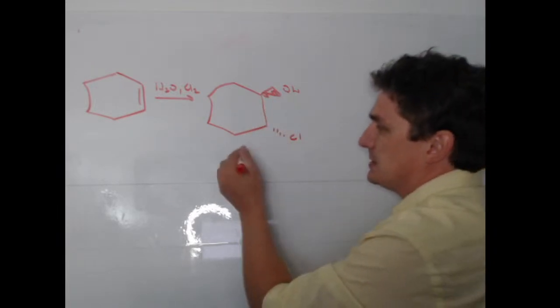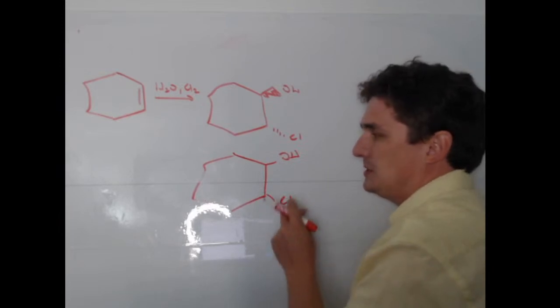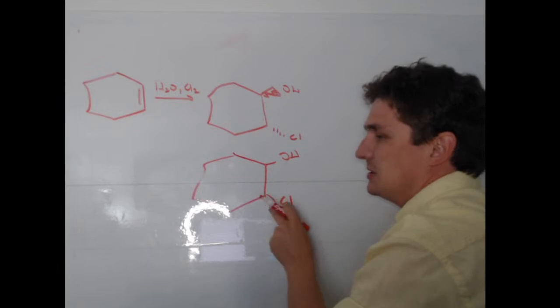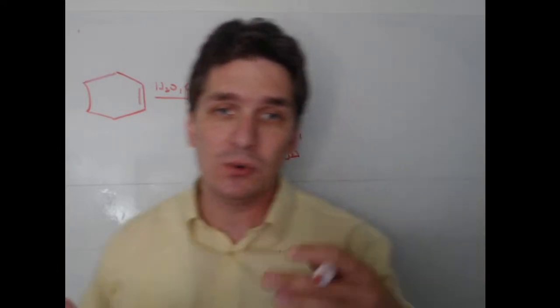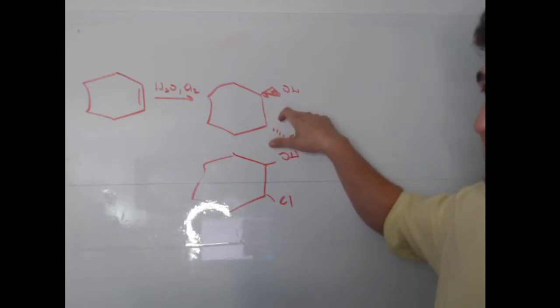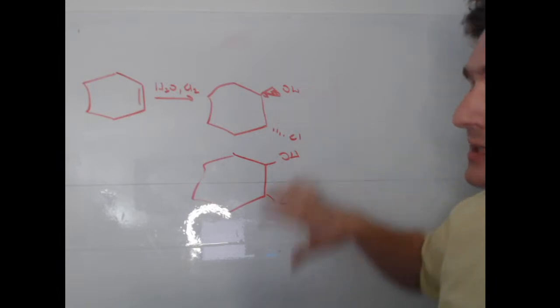So if we wrote this, what we're saying is that there's an equal probability of finding this as wedge and dash and this as wedge and dash. So in this case, we'd have all four enantiomers. In this case, we're saying we have a very specific stereoisomer. There's nothing else in there but this.